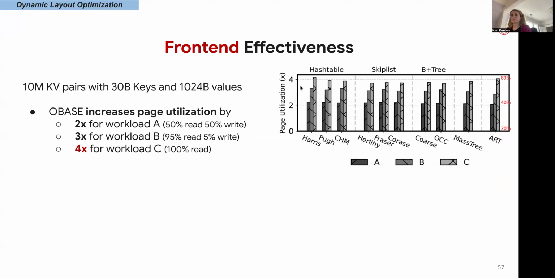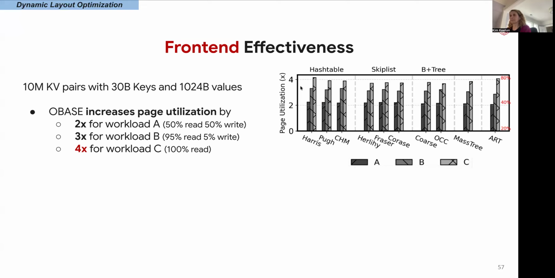So let's look at front-end effectiveness. On the x-axis, you're seeing different concurrency models for different data structures, like hash table, Harris, and so on. They span from lock-free to per-node locking to global locking. We studied YCSB A, B, and C, where the y-axis is page utilization improvement compared to without OBASE. For all of these workloads, there is up to 2 to 4x improvement. The reason you see 2x for workload A is that there are 50% reads and 50% writes.